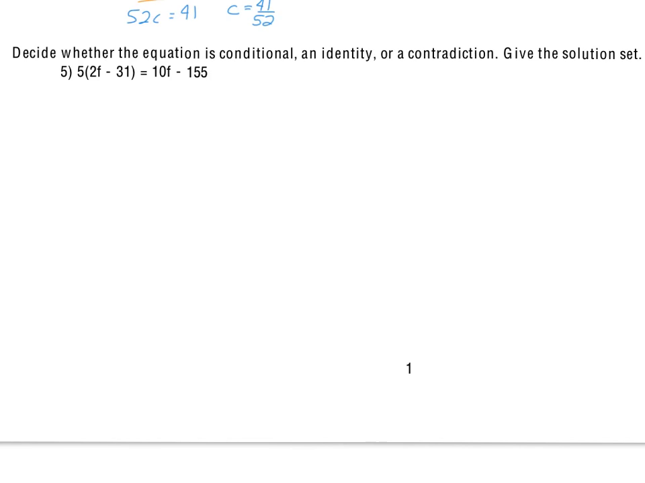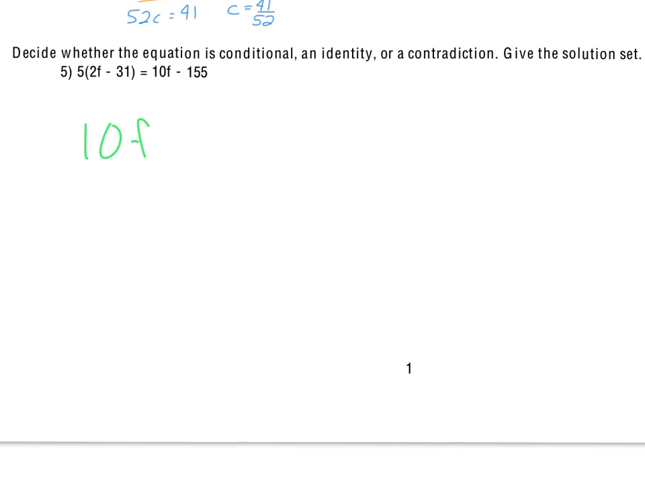Alright, I had to zoom out a little bit here for number 5. Different set of directions. So besides just solving the equation, we want to decide whether the equation is a conditional equation, which is really the type of thing we've been dealing with so far. If it's always true, then it's an identity, and if it's never true, that is a contradiction. So besides determining that, we also need to give the solution set. Now with these sets, I'm not necessarily too concerned about if they're written in set notation, but I'll show you that as well.